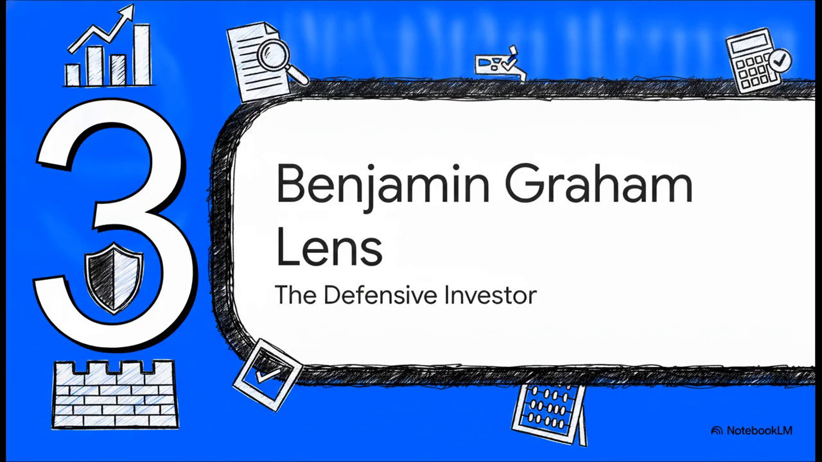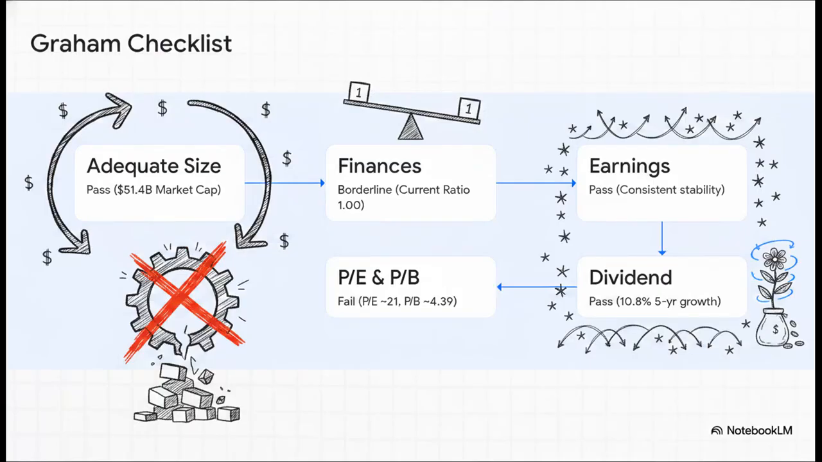Section 3. The Benjamin Graham lens, the defensive investor. All right, get ready, because we are about to run Nasdaq through Benjamin Graham's notoriously cold, hard quantitative checklist. Step 1, adequate size, pass, easily, at over $50 billion. Strong financial condition, it's borderline.